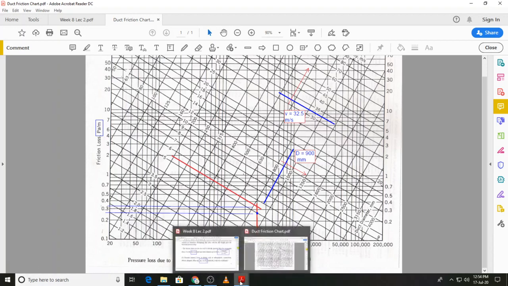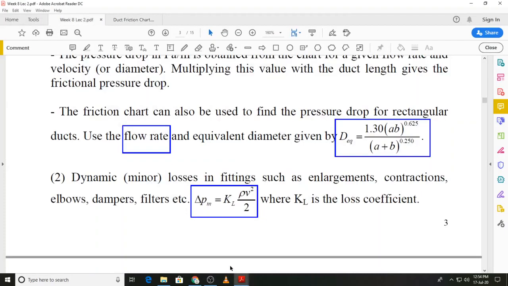So we'll come back to the lecture, and this is the way we will calculate the total pressure drop. First you will find out the friction losses, then you will find out the dynamic losses, add them together, and you will get the total pressure drop for the particular duct system that you are analyzing or designing.